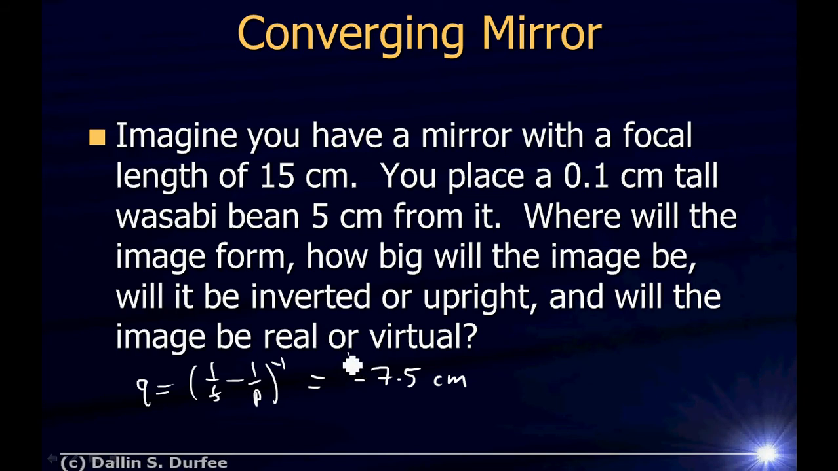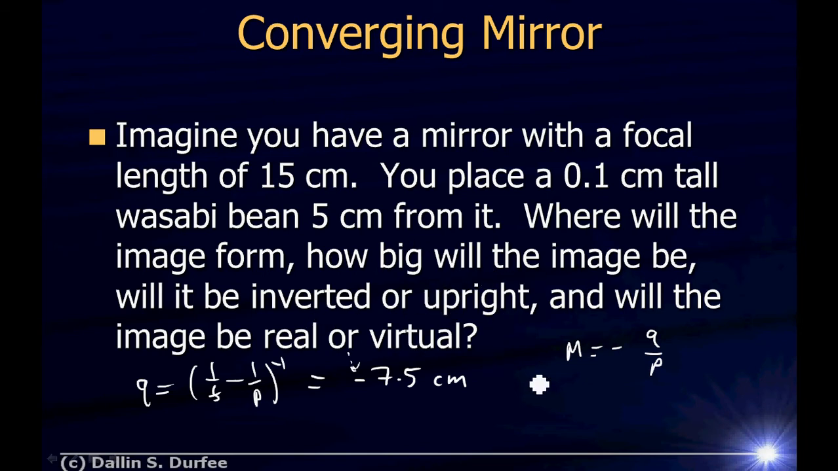All right? Will it be upright or inverted? Remember, magnification is minus Q over P. So if I have a negative Q, I get a positive magnification. It will be upright. All right? So there's the answer to the problem. It will be 7.5 centimeters into the mirror. The image will be upright and it will be virtual.